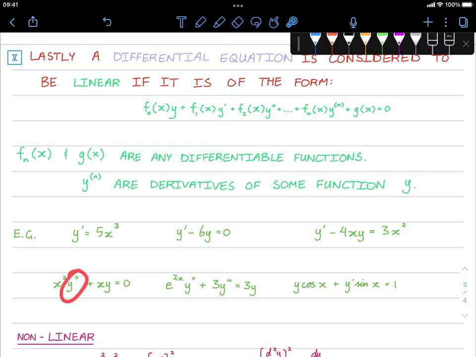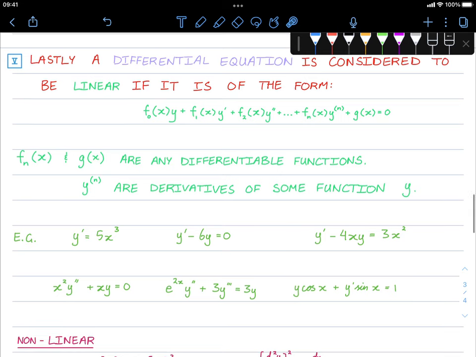Notice how these have y prime, y double prime, triple prime, single, and the functions that they are multiplied by are just functions that we can differentiate. So once again, take a look. Y is multiplied by a function that we can differentiate. Y prime is multiplied by a function that we can differentiate, equals 1. So we just took g(x) and moved it across. That is still a linear differential equation.